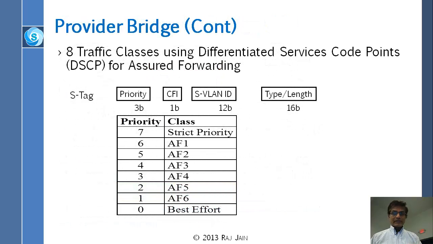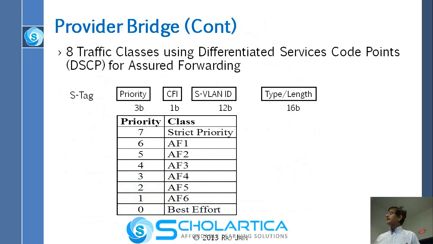Right? So same thing here. That would be drop eligibility indicator. This is your priority, this is your drop eligibility indicator. And the priority could be strict priority or could be AF, assured forwarding. This is why I taught you differentiated services. So assured forwarding kind of thing you could use.